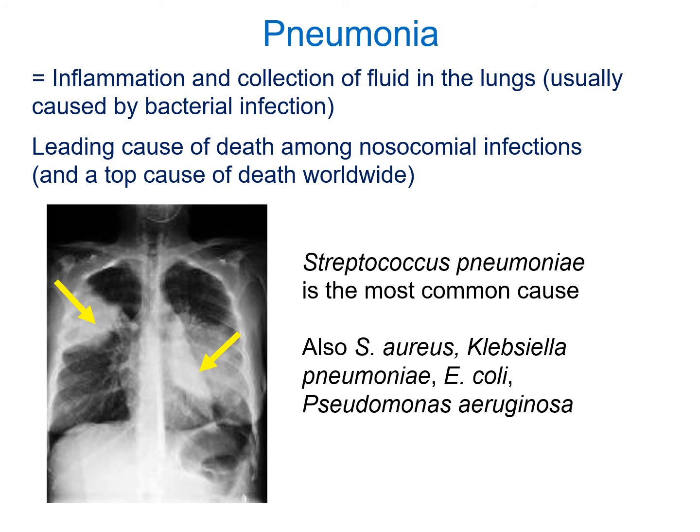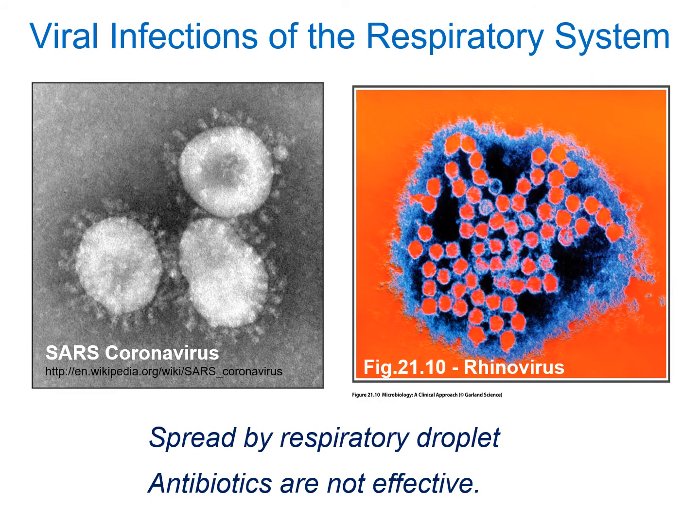Lots of different bacteria can cause this, and note that S. aureus is on there. Again, Pseudomonas, even E. coli, a whole bunch of different types of bacteria can be responsible for pneumonia. And some viruses as well. Viral infections of the respiratory system. So we have the common cold and we have influenza. Those are the big ones.